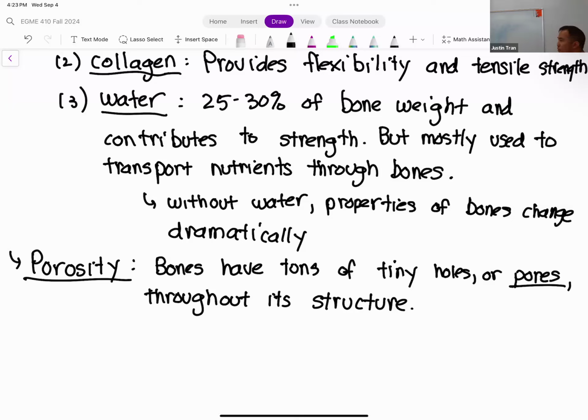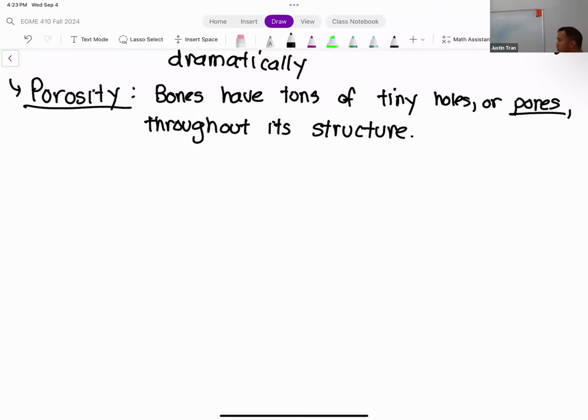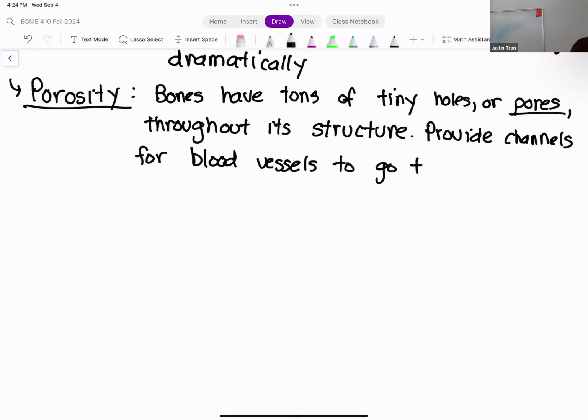If you look at a sponge that you use to clean your dishes, it has all these really tiny holes for water to go through. Bones are the same thing. You have all these little tiny pores. And the main purpose of the pores is to provide a means for blood vessels to go through your bones. Right? So that's how oxygen and nutrients are delivered to the bone. It's through the blood vessels that go through the pores.